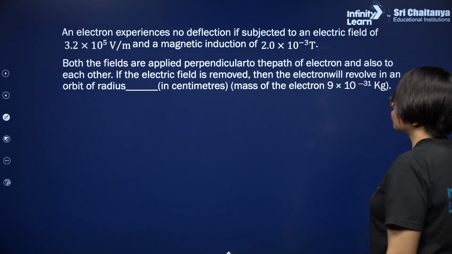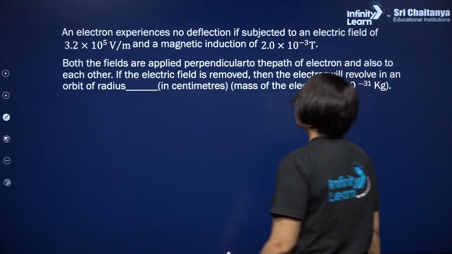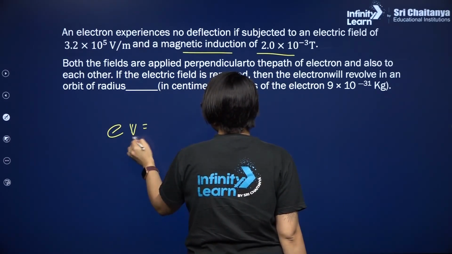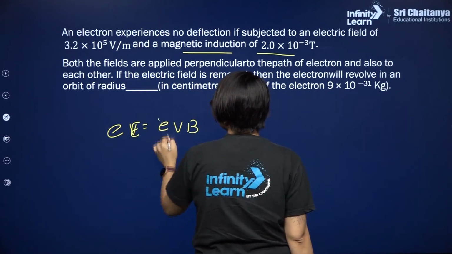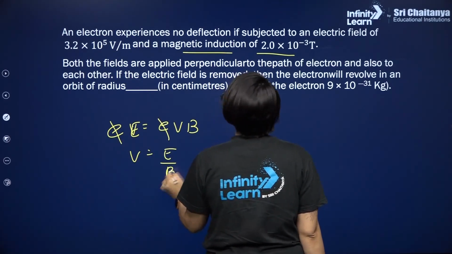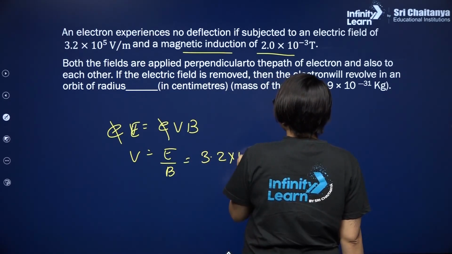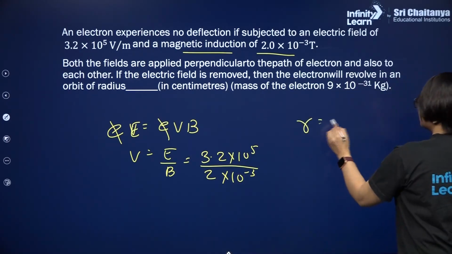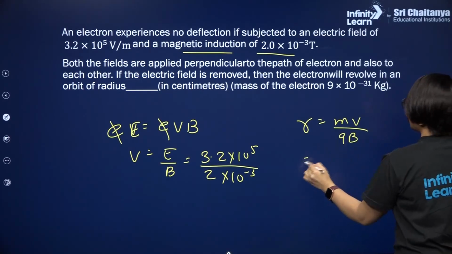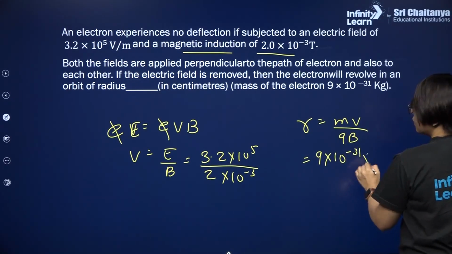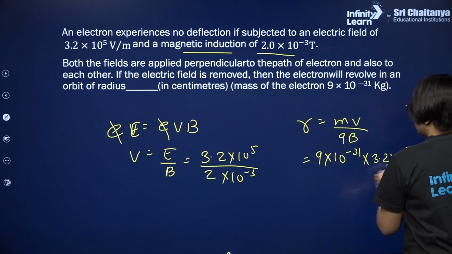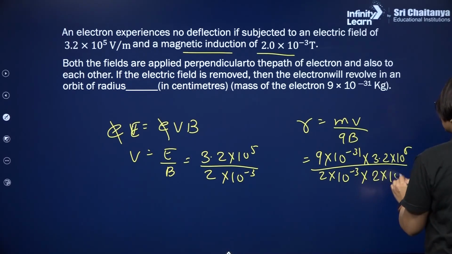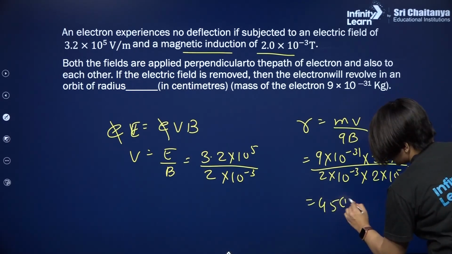Next is this one. An electron experiences no deflection if subjected to an electric field of this much and a magnetic field of this much. That means qE is equal to qvB. So, over here velocity will be E upon B, that is 3.2 into 10 power 5 divided by B, which is 2 into 10 power minus 3, right. So, radius will be r is equal to mv upon qB, right. M is given as 9 into 10 power minus 31, v is 3.2 into 10 power 5 divided by 2 into 10 power minus 3, and B is 2 into 10 power minus 3 Tesla. So, this will give you radius as 45 centimeter.